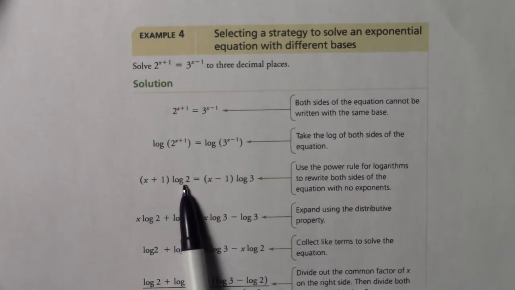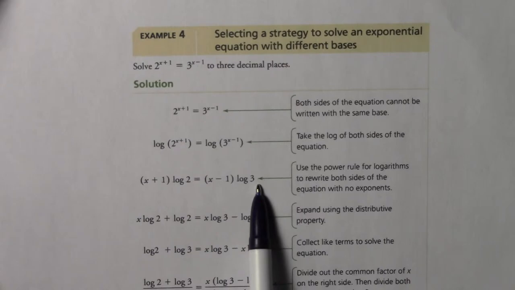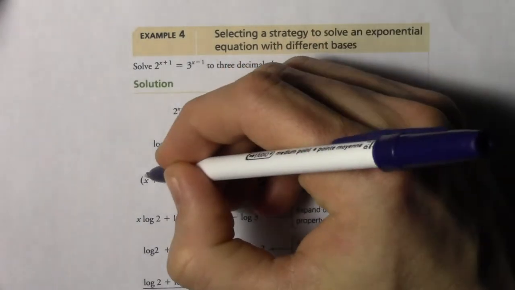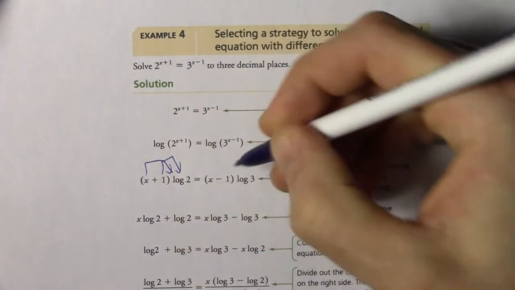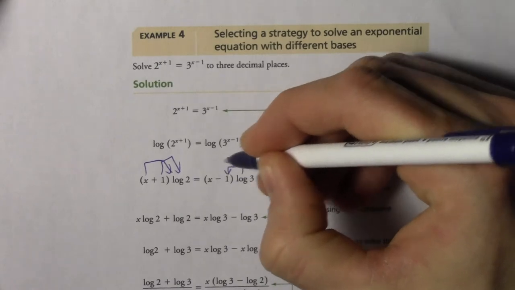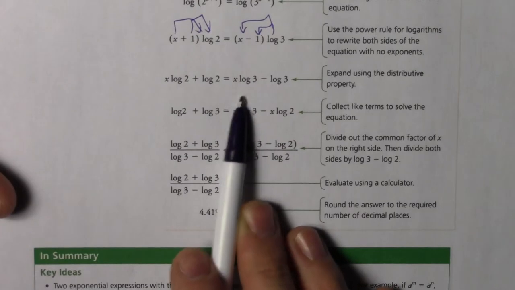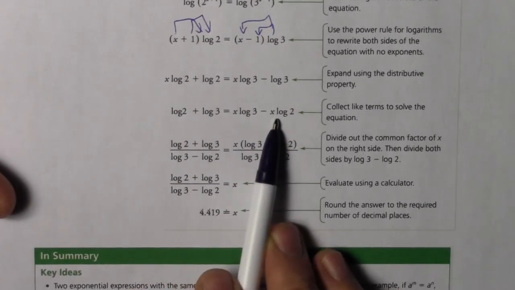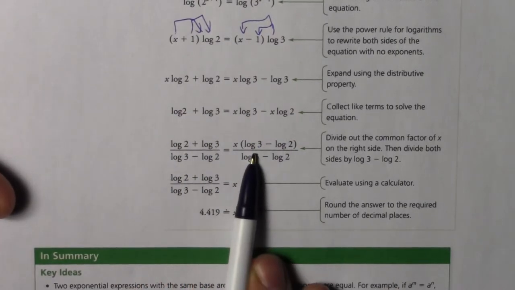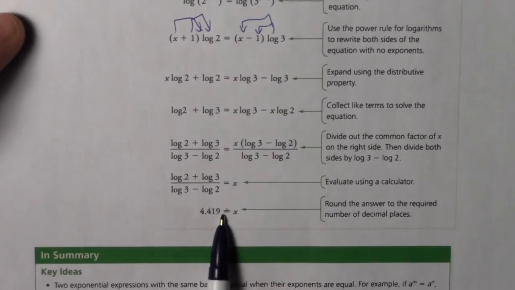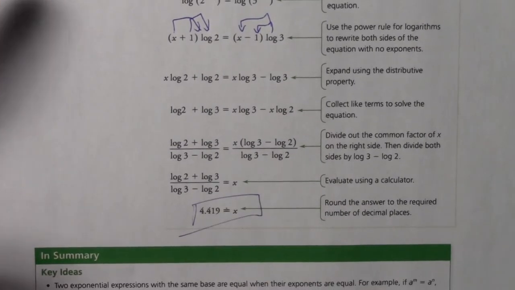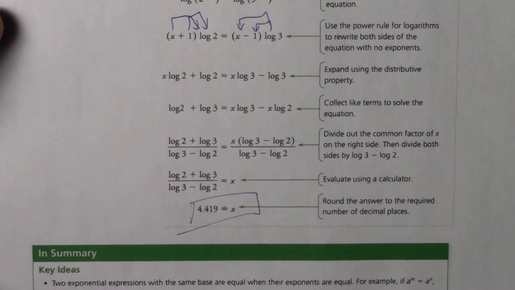So here we have x plus 1 log 2 equals x minus 1 log 3. We multiply using our distributive property. We get this value. Now we rearrange, we put all the unknowns to the right hand side. We divide by those logs and solve for x. Pretty straightforward.